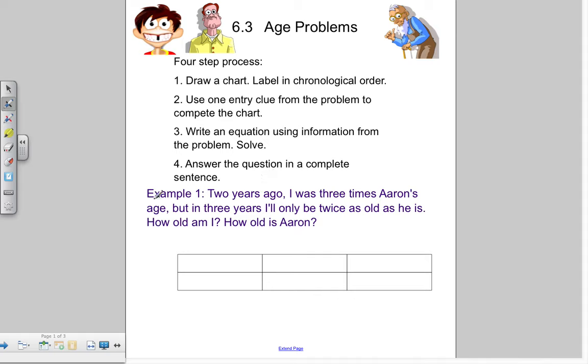So I'm going to start example 1 on this page, and then I'm going to continue it on the second page. So example 1 reads, 2 years ago, I was 3 times Aaron's age, but in 3 years, I'll only be twice as old as he is. How old am I, and how old is Aaron? So we're going to begin by drawing our chart. It's talking about 2 people, so I have 2 rows, and I'm going to label each row by the person I'm talking about. Me and Aaron.